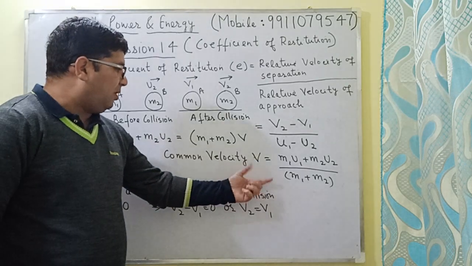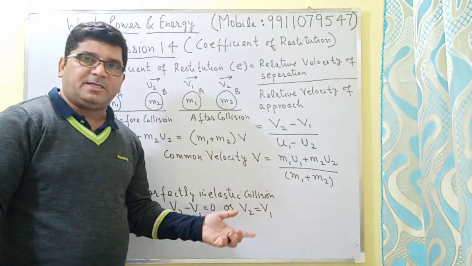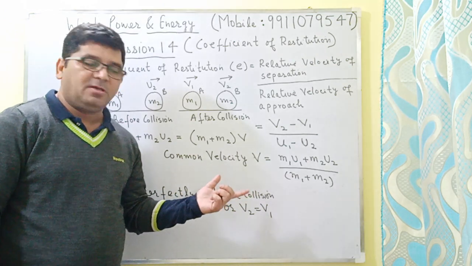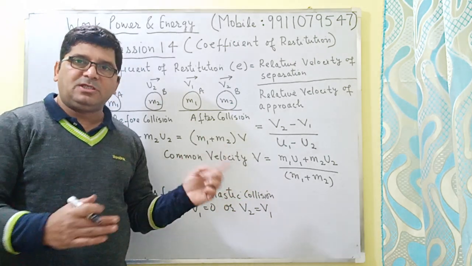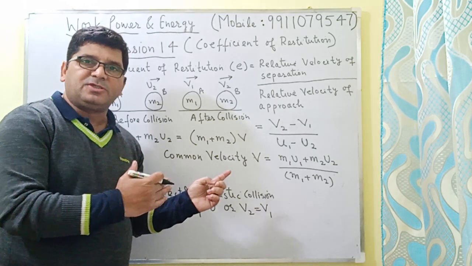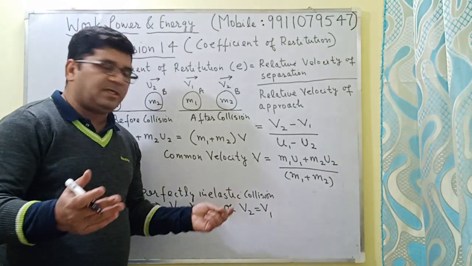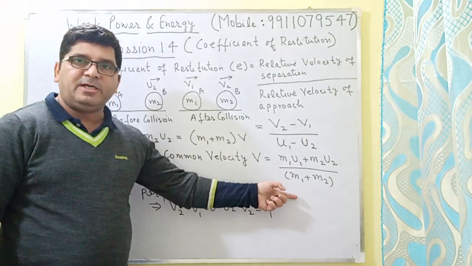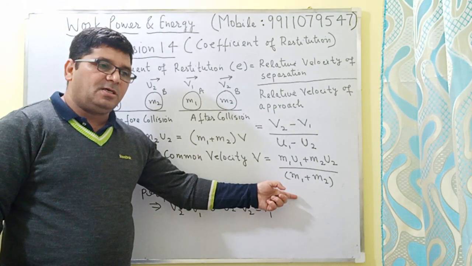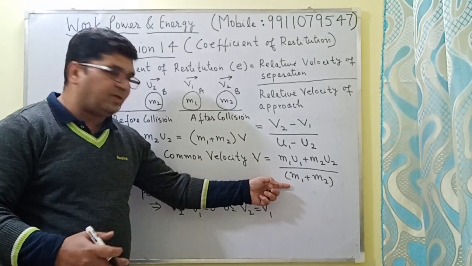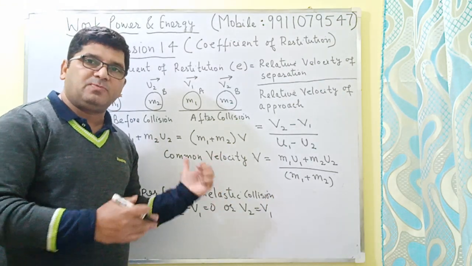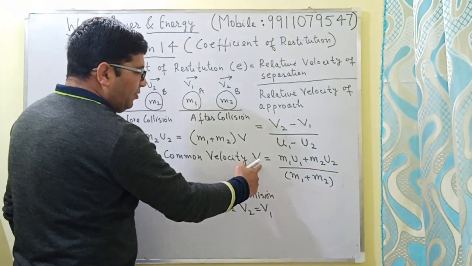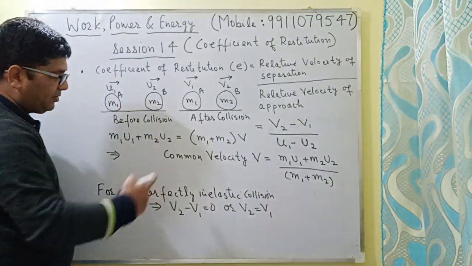Now, as we know that in the case of the inelastic collision, the total kinetic energy before the collision is not equal to the total kinetic energy after the collision. So we can also find the difference in the total kinetic energy before the collision and after the collision if we know the value of this common velocity.